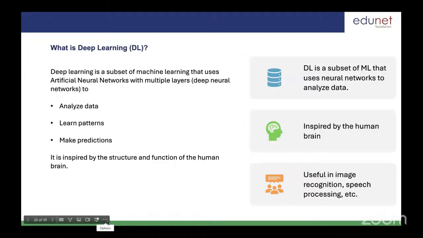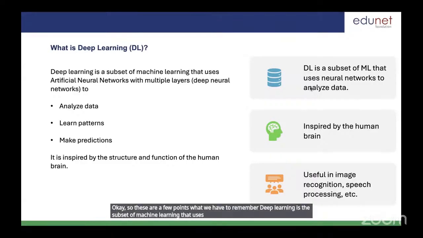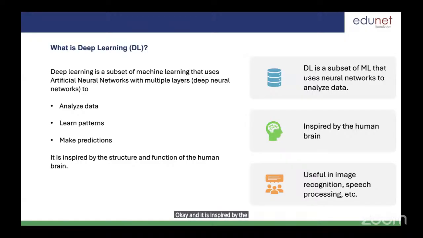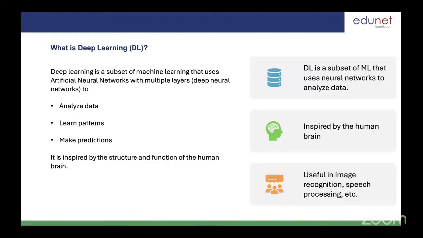So these are a few points that we have to remember. Deep learning is the subset of machine learning that uses neural networks to analyze the data. It is inspired by the human brain, useful in image recognition, speech processing, object detection, etc. Mainly it focuses on the neurons, and it works on deep neural networks. Clear till here? Understood? Yes.